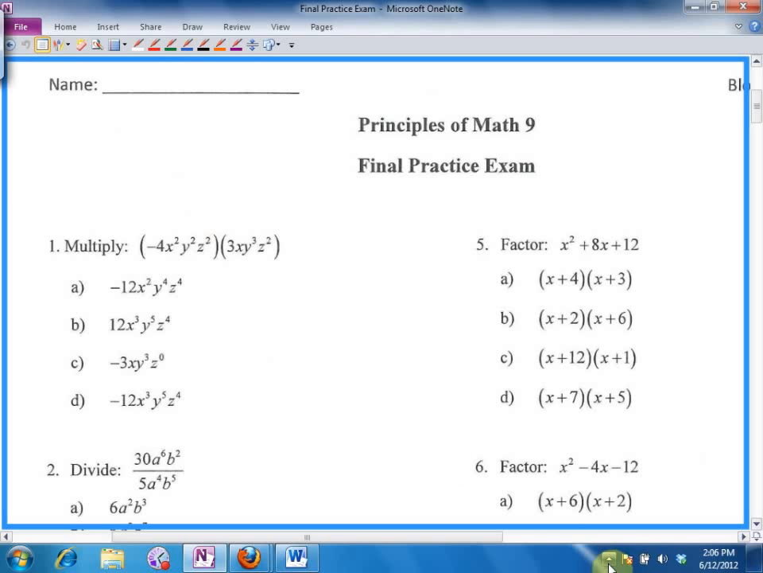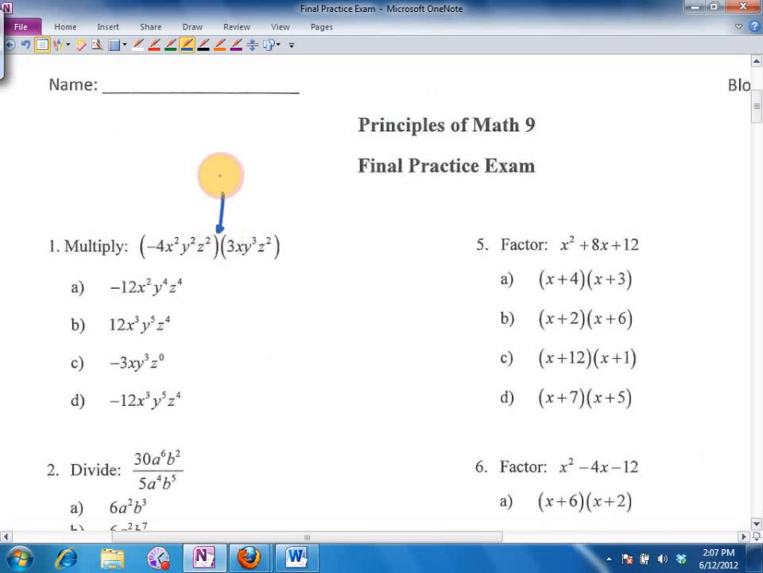Here we go. Let's begin with question 1 then. Question 1 is just a simple multiplication question. And so in between these two brackets, there's nothing there. It means it's multiplying. They're multiplying together. Okay? So what do we do here?